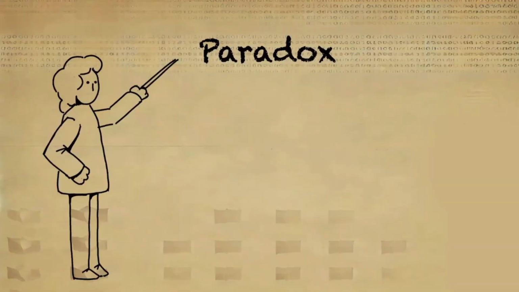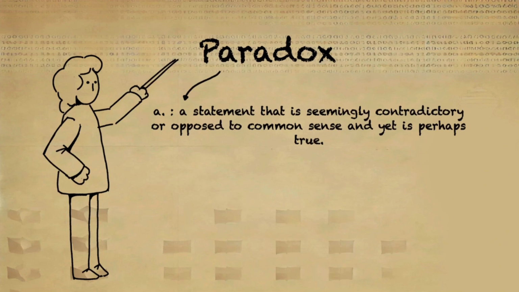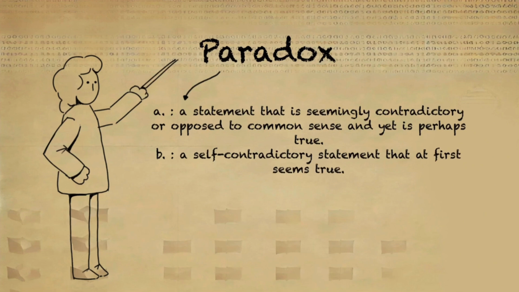A paradox, according to Merriam-Webster, is a statement that's seemingly contradictory or opposed to common sense, and yet is perhaps true, or a self-contradictory statement that at first seems true. So, is it something that seems true but is contradictory, or is it something that seems contradictory but is true? Can it be both? They're opposites, so that seems to be contradictory, right? And yet it's true. Or is it the other way around? Isn't that the definition of a paradox that we just defined?